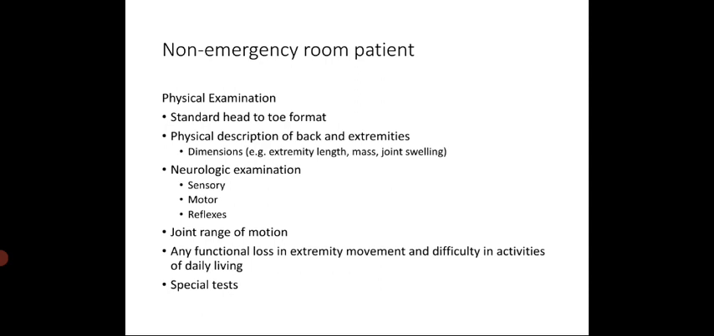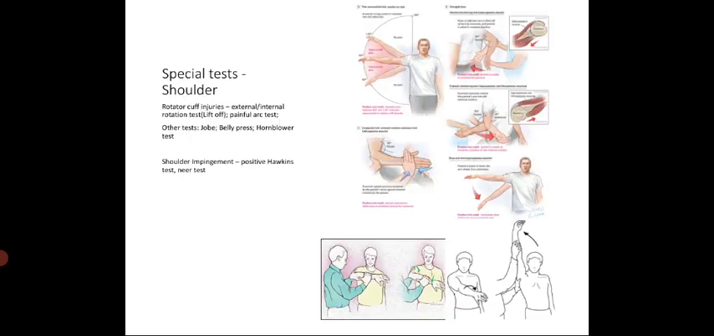On the physical examination, we start with the standard head-to-toe format. We give a physical description of the back and extremities on whether or not there are any masses noted or any joint swelling. You would also take note, of course, of the neurologic examination, the joint range of motion, and any functional loss. Now, for special tests, these are specific to certain areas, and I'll be discussing them separately.